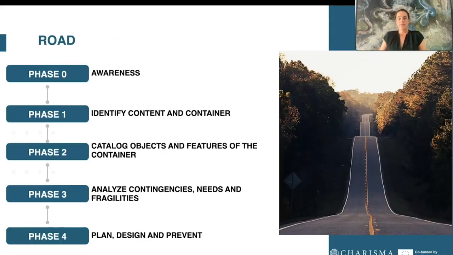In this slide, there is our digitization road, divided by phases. And in the next slides, we will touch on them deeply to understand the process better. But let's see them together. So phase zero, awareness. Phase one, identify content and container. Phase two, catalog objects and features of the container. Phase three, analyze contingencies, needs and fragilities. And phase four, plan, design and prevent.